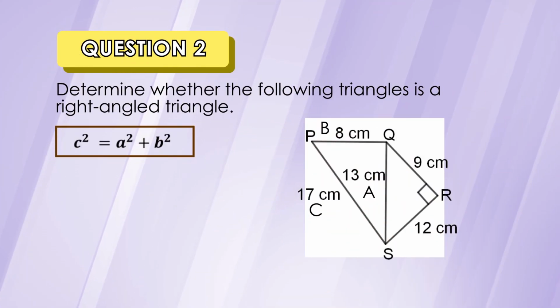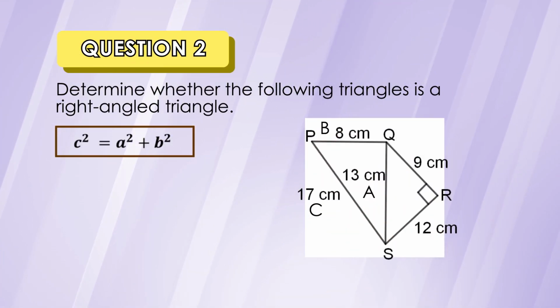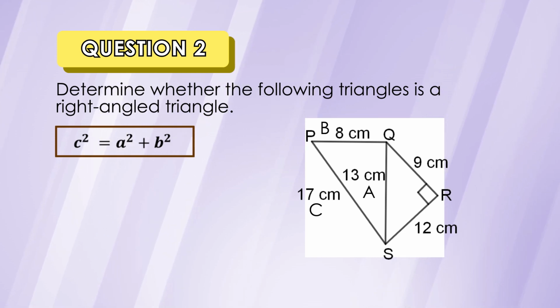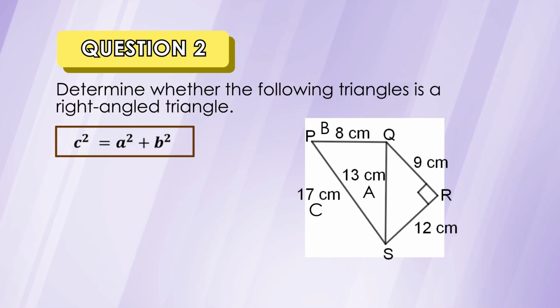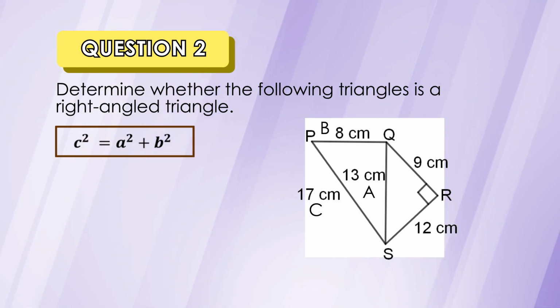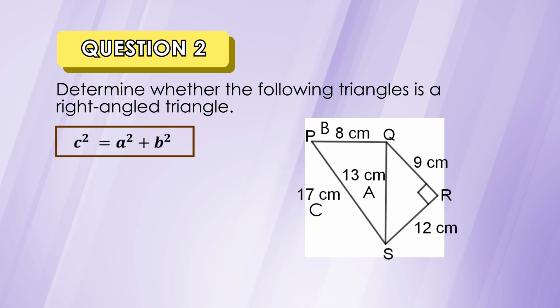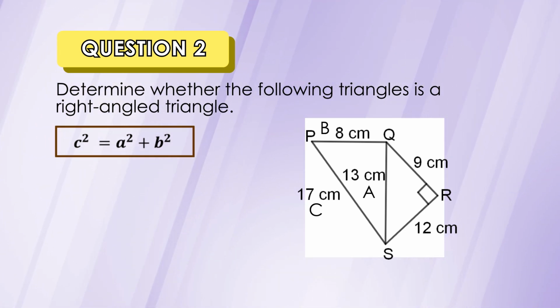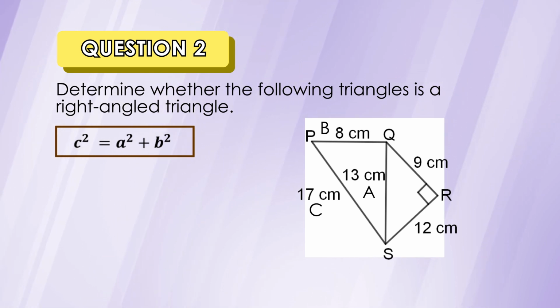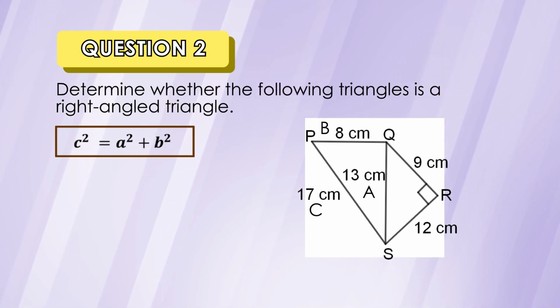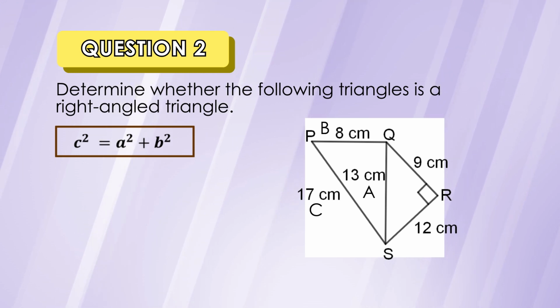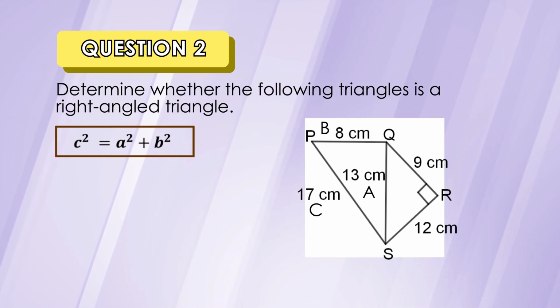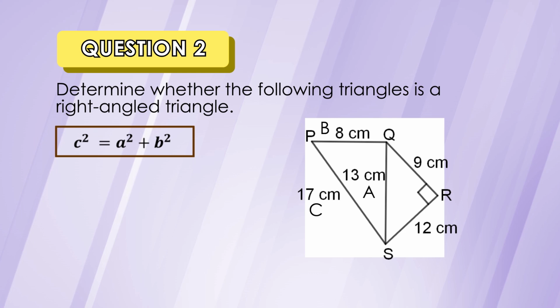Now, take a look at this question. Based on the diagram, explain whether PQS is a right-angled triangle. We will repeat the same process as the question before this. First is to identify the hypotenuse, C, and the other two sides, A and B. Then, substitute inside the theorem. We will compare the answer from the left-hand side and the answer from the right-hand side.